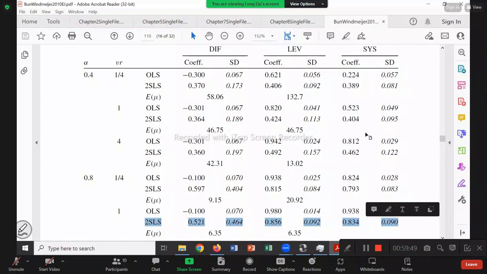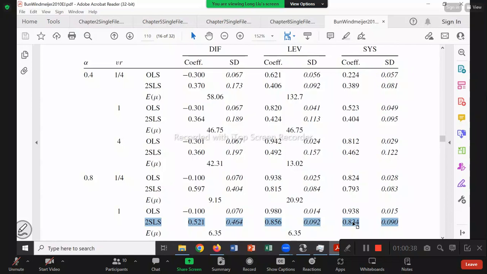Finally, system GMM is 0.834. Again, overall, this performs the best, closest to the true value of 0.8. So overall, we find system GMM performs better than difference GMM or level GMM. When the value of delta is small, all three are kind of close, but system GMM is better than the first two. When the value of delta is large, such as 0.8, difference GMM is a lot off. It's really biased, while system GMM is much closer to the true value.